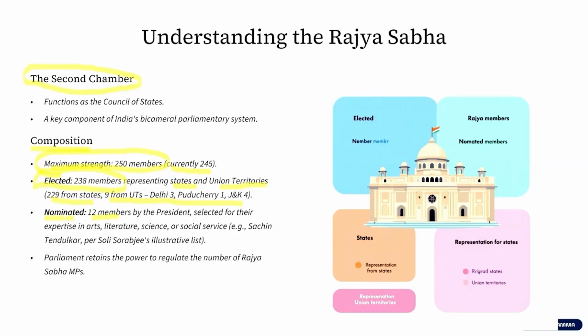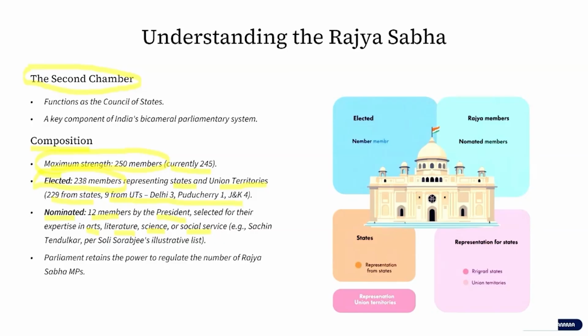Now, who is nominating these 12 members to the Rajya Sabha? This is done by the President of India. Based on what field can they nominate these 12 members? Based on the expertise in arts, literature, science, or social service. So, based on a person's expertise in arts, literature, science, or social service, the President of India can nominate 12 members to the Rajya Sabha.